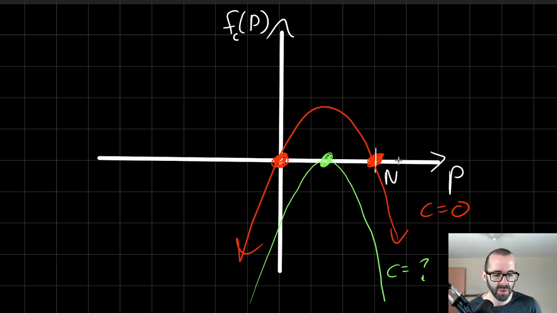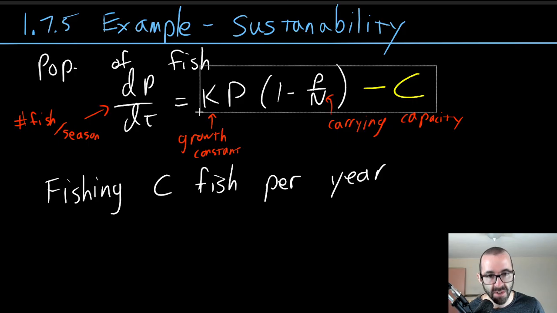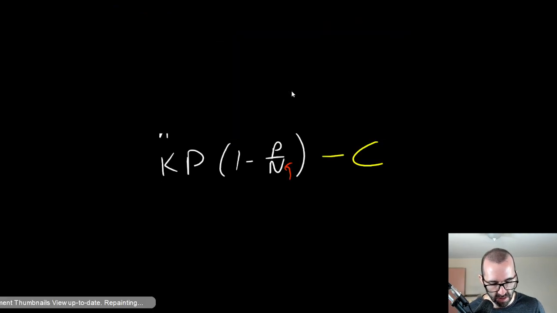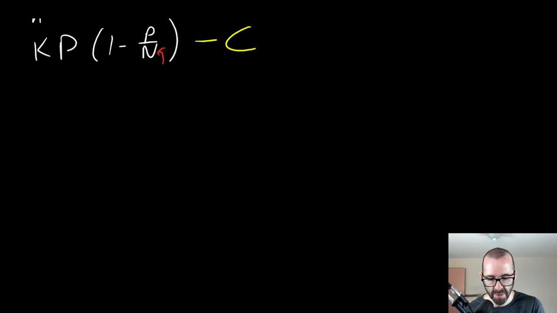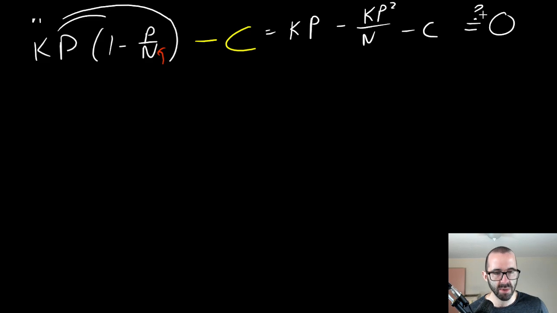How can we find this? Well, we just have to find out when there's only one real root, just like we started this whole section with. When is there one real root? We're going to have to do some manipulation. Okay, so let's copy this over. Let's simplify this. If we distribute, this is kp minus kp squared over n minus c. And we're curious, when is this equal to 0?